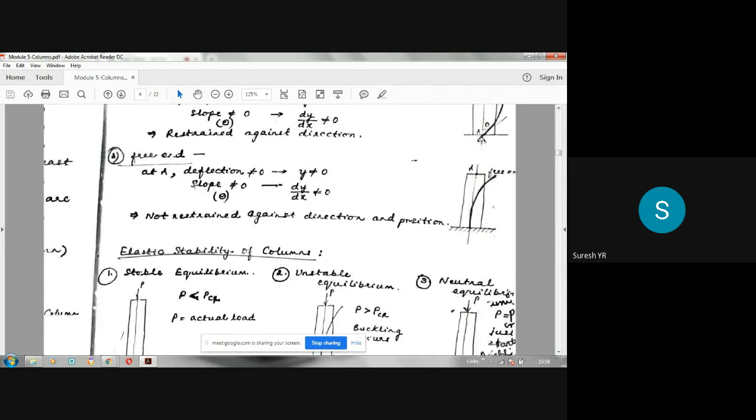Then the free end. The third condition is the free end. See, this is the free end. In this free end, what happens?